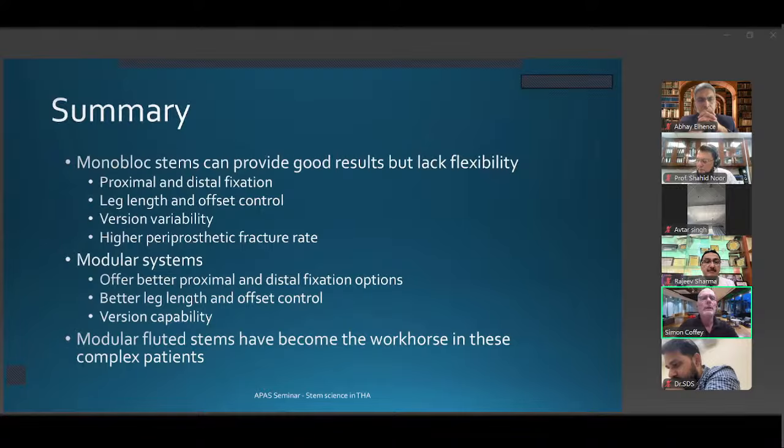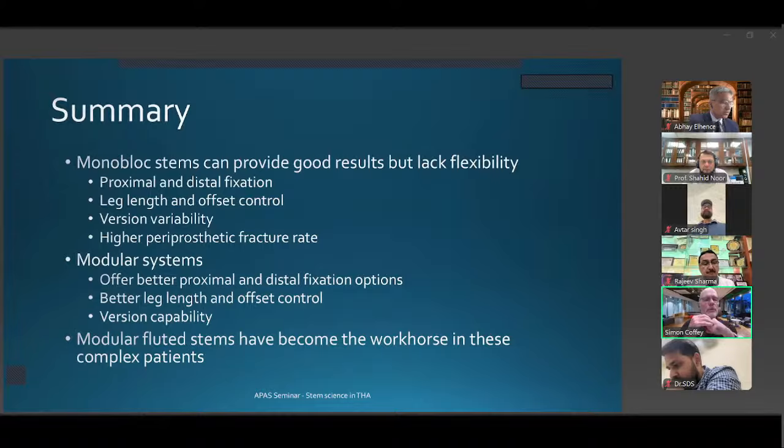So in summary, look, monoblock stems can provide great results, but they do lack flexibility. You can't really separate proximal and distal fixation. It is a little bit more challenging to manage your leg length and offset control. There is some version variability, but a straight stem in a curved bone can offer some difficulties, and they do have a higher periprosthetic fracture rate.